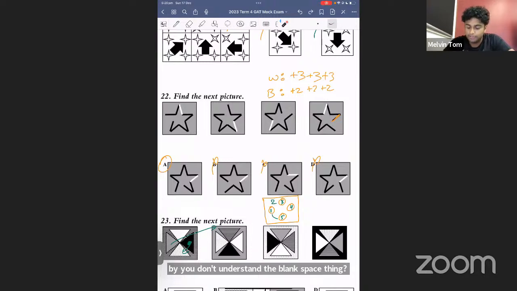So the blank moves +2. So if it starts off here, it goes 1, 2 to this position. Then it goes 1, 2 to this position. And then it goes 1, 2 to this position. And then it goes 1, 2, and to this position, which is in A. Do you understand?